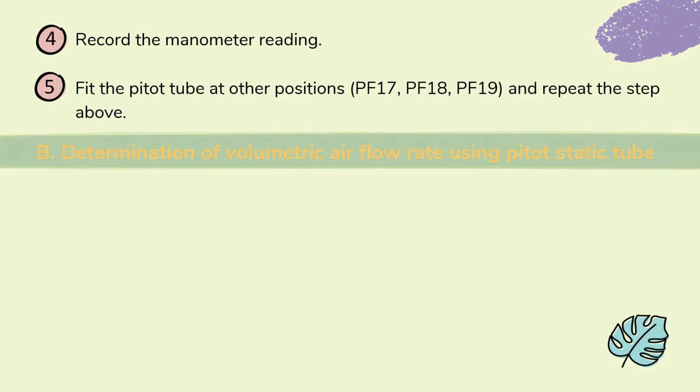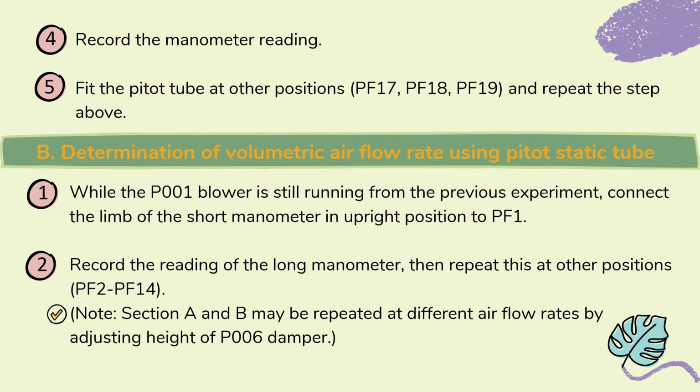For another procedure, the first step is, while the P001 blower is still running from the previous experiment, connect the limb of the short manometer in upright position to PF1. Then record the reading of the long manometer, then repeat this at other positions. Note that Section A and Section B may be repeated at different airflow rates by adjusting the height of the P006 damper.